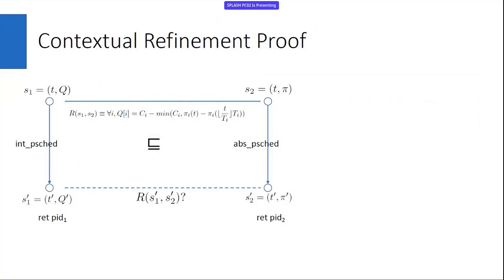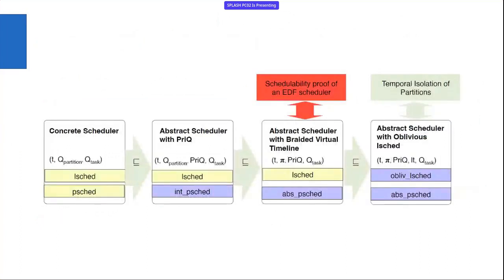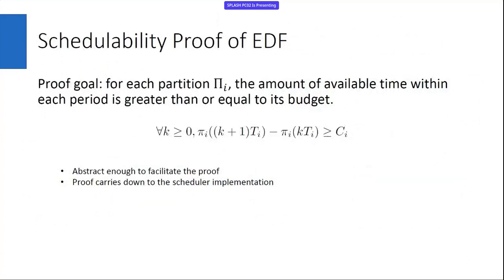You can actually show that this abstract scheduler can be refined by the previous version of the abstract partition scheduler. And from this abstract scheduler, you can directly reason about the schedulability. In fact, the high-level idea of the schedulability proof is to say that at that moment, the virtual time tells you how much available time you have at moment (k plus 1) multiplied by T_i, and what the available time is at k multiplied by T_i, and if the difference is larger than the budget, then it shows it's schedulable.